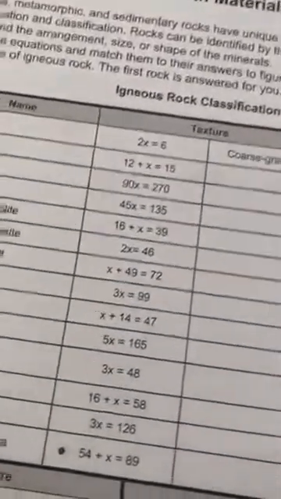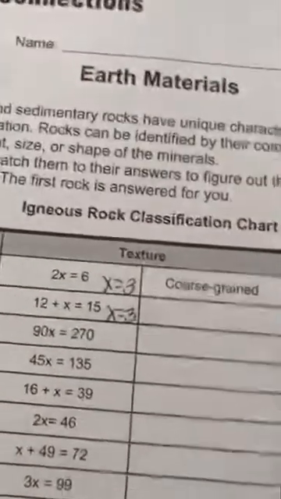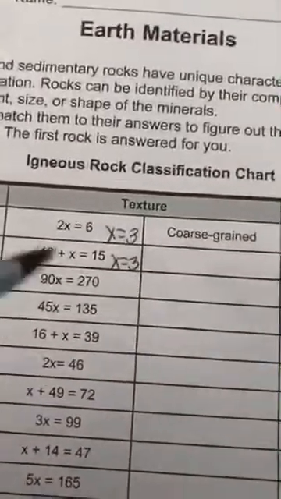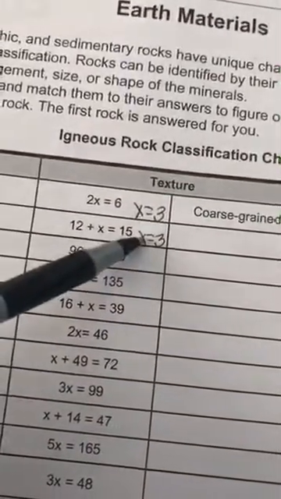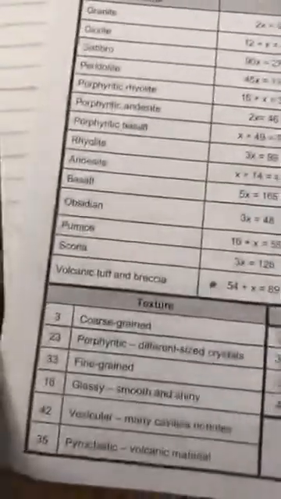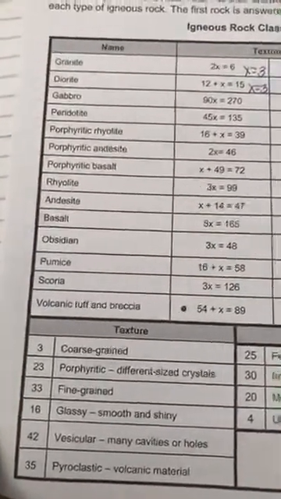Y'all are fabulous. So let's look at our scale. We know that x equals 3, and you could put that right over here. See that? That way I'm keeping track of what I'm doing, so I don't have to try to remember. x equals 3, and I know that 3 is coarse grained.